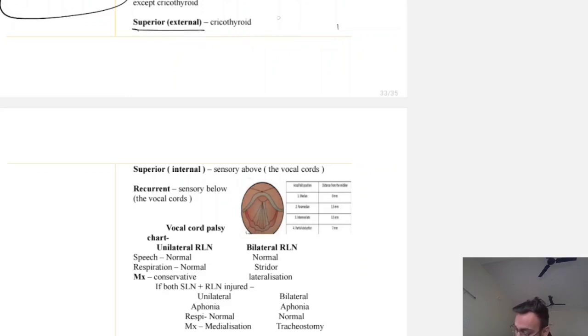Only cricothyroid is supplied by the superior laryngeal nerve, and superior laryngeal nerve has two branches, that is external branches and internal branches. So the external branch supplies the cricothyroid, the internal branch supplies the sensory supply above the vocal cord, and the sensory supply below the vocal cord is supplied by the recurrent laryngeal nerve.